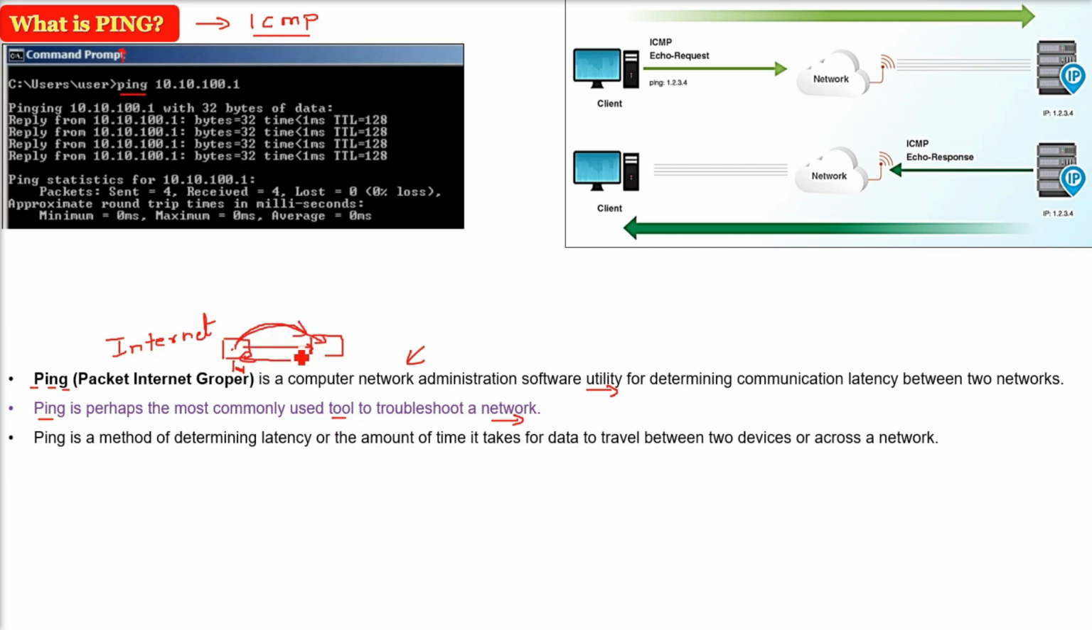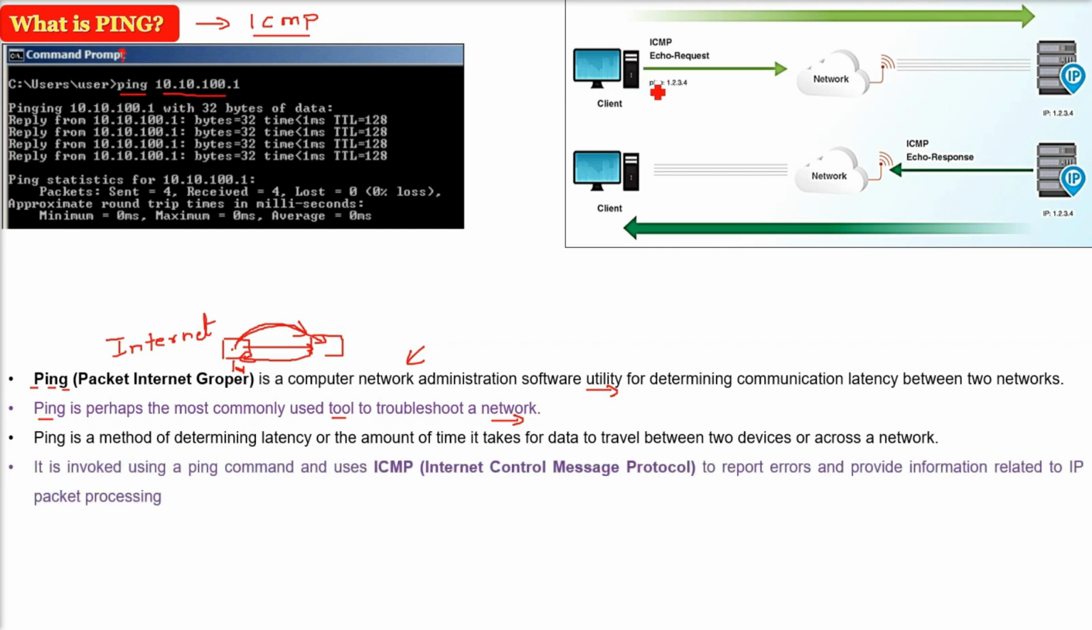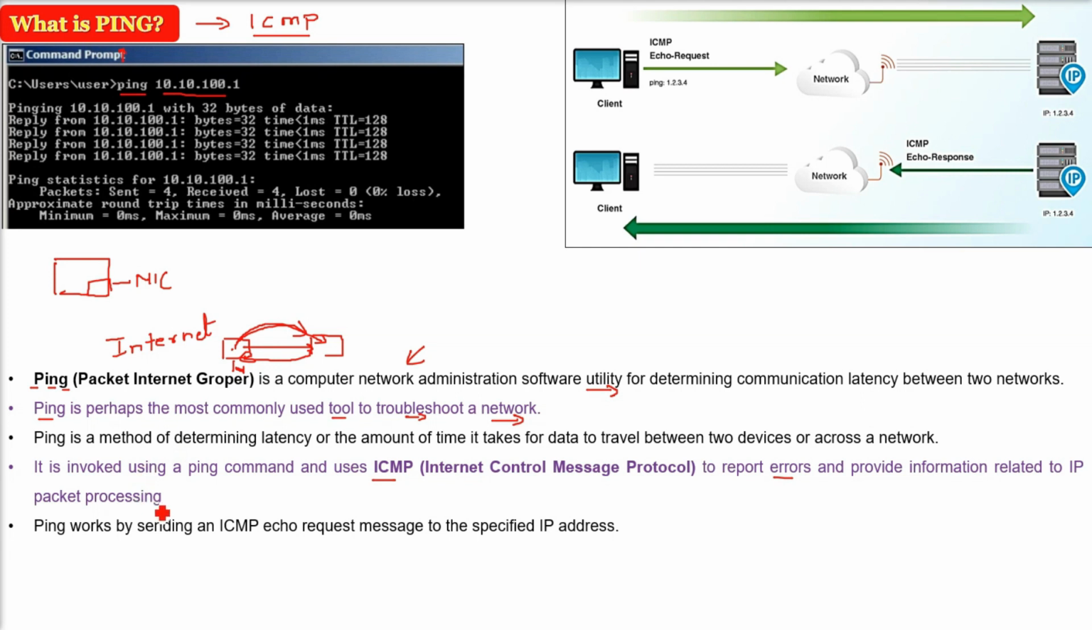Those packets come back, are received, and that is how we know the time taken, the round trip time, the latency, the time to live, how many packets were received, and how many packets were dropped. So whenever ping is done, it uses ICMP, Internet Control Message Protocol, and it reports errors, problems, and also provides information related to Internet Protocol packet processing. It may be your network interface card. If you want to know whether it is working or not, you can ping the localhost or 127.0.0.1.